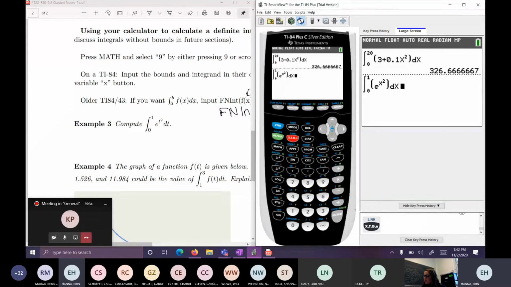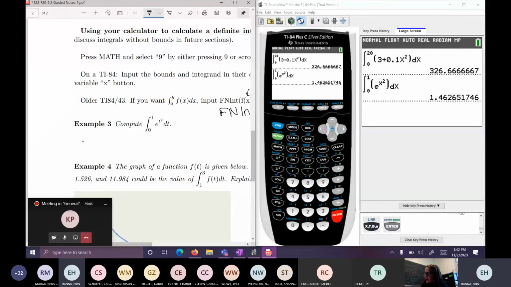But we have an 84. This is what you'll want to type in. You should get 1.462 and so on. And if you have something else, you should get the same answer. It shouldn't change from calculator to calculator. But that's how we'll calculate these in our calculator. Questions, concerns on that? Again, if you have a different type, we'll just have to look it up. But all right.